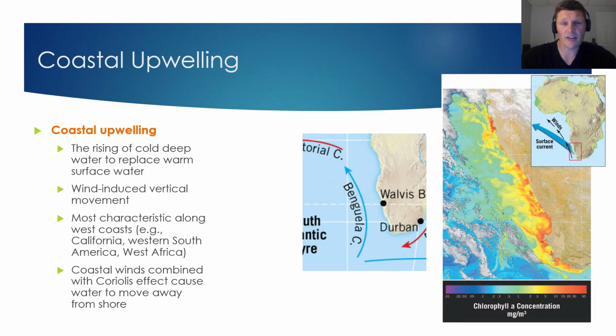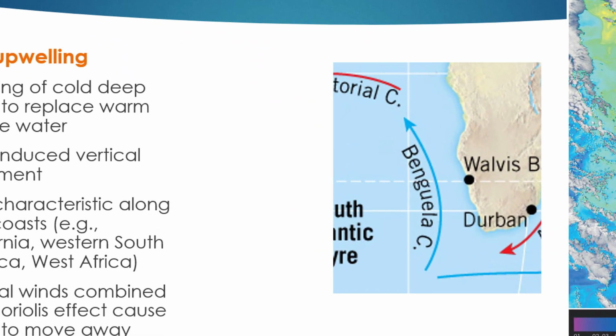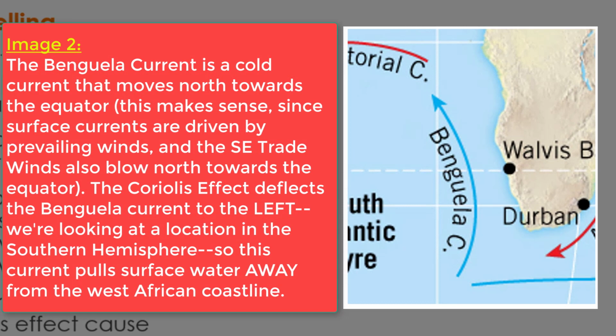Now that we've considered the prevailing winds that affect southern Africa, let's consider the ocean currents in that area. The primary ocean current that affects the southeast coast of Africa is the Benguela current, and it's a cold water current that works its way north towards the equator. Because we're considering the southern hemisphere, the Benguela current will deflect left due to the Coriolis effect.